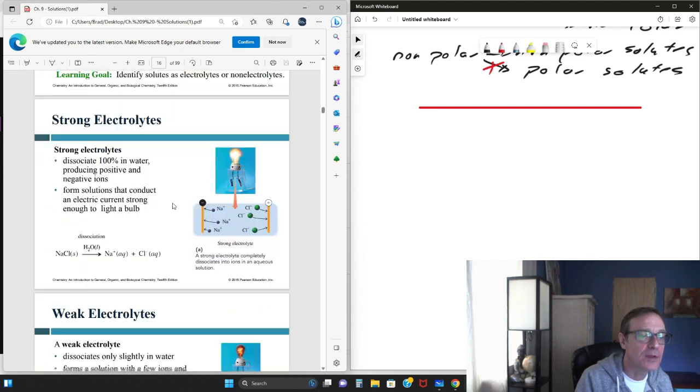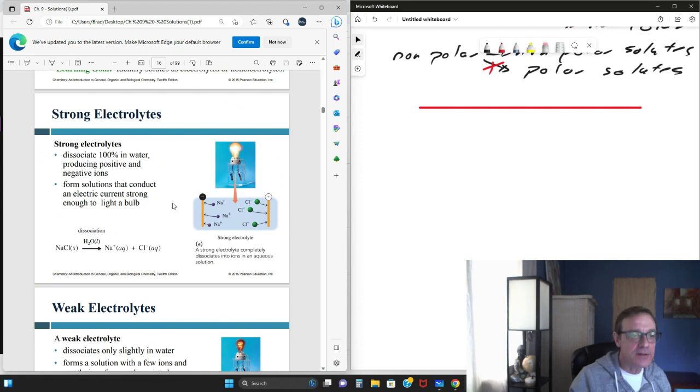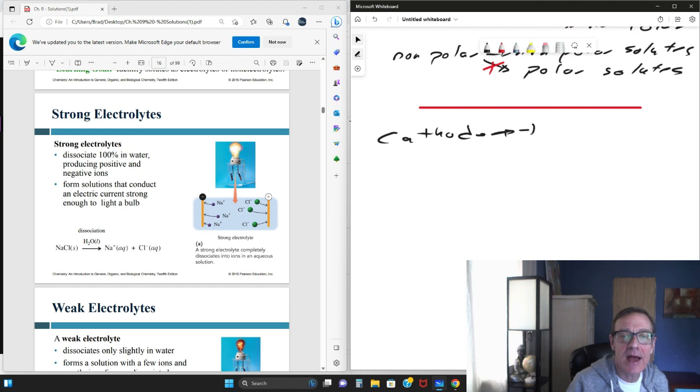Okay, they dissociate completely, so it's very easy to conduct electrons. The cathode is the positive and the anode is the negative. And you can remember that because anode is A negative.